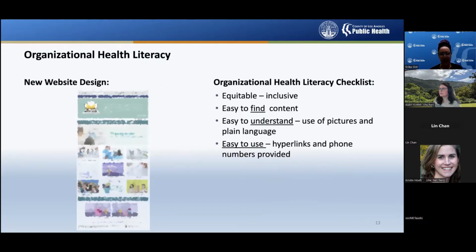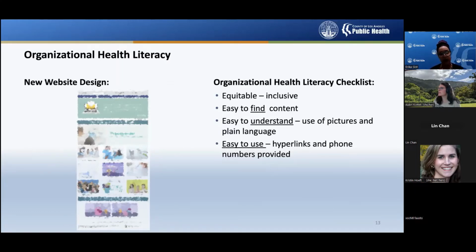And lastly, there is organizational health literacy, which is the degree to which organizations equitably enable individuals to find, understand, and use information and services to inform health-related decisions and actions for themselves as well as others. So when I look at this, we're looking at the overall actual web page. We're not looking specifically at any one health material, but we're looking at the website overall.